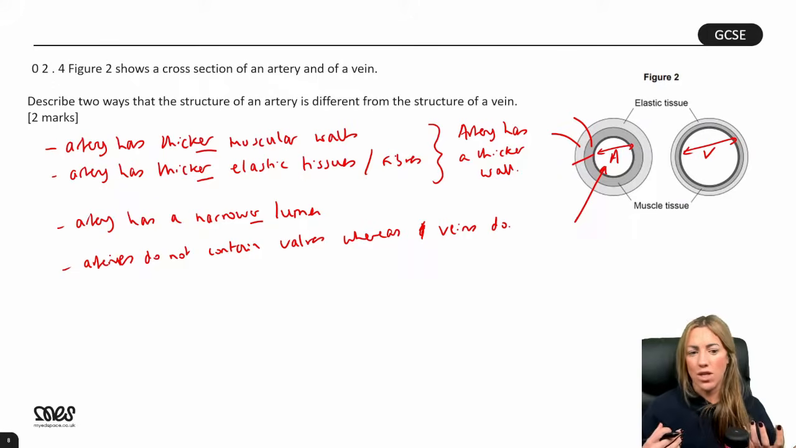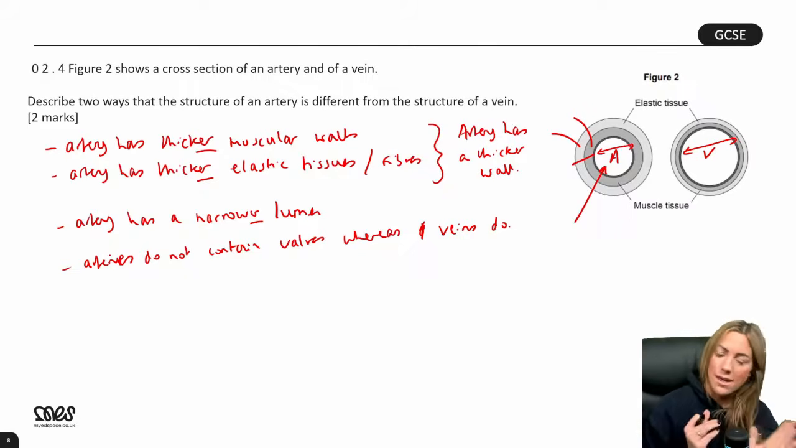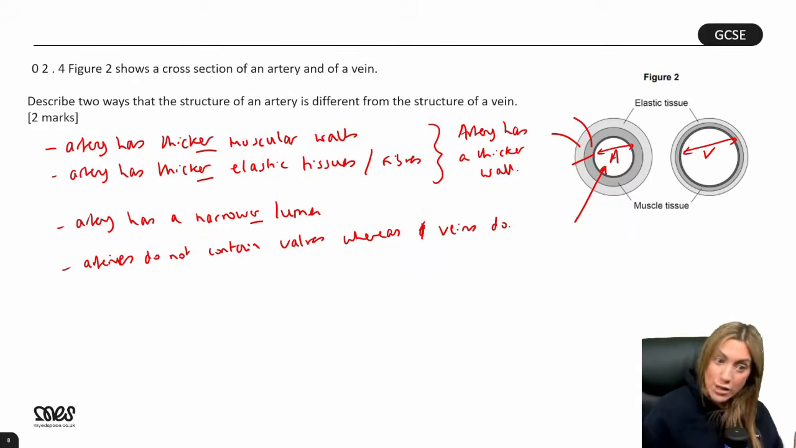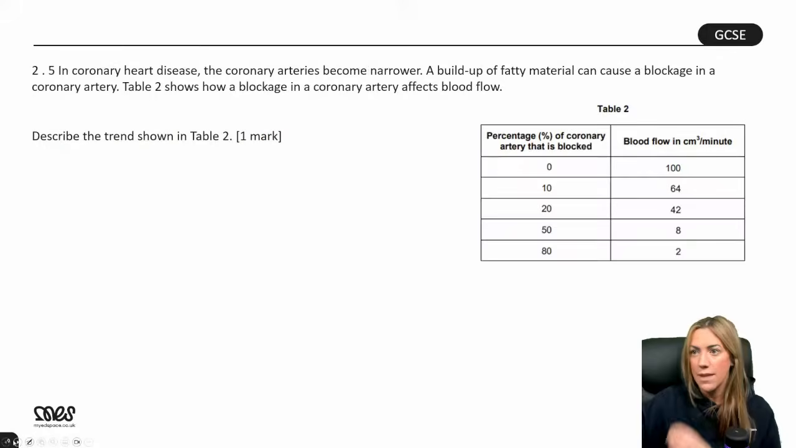Now, I could have done this question the total opposite way round. So I could have said the vein has a thinner muscular wall, or the vein has thinner elastic tissue. The vein can have valves, whereas the artery doesn't, or the vein has a much wider lumen. Obviously, the artery has a narrower one. Okay, right. Let's see what else we've got.